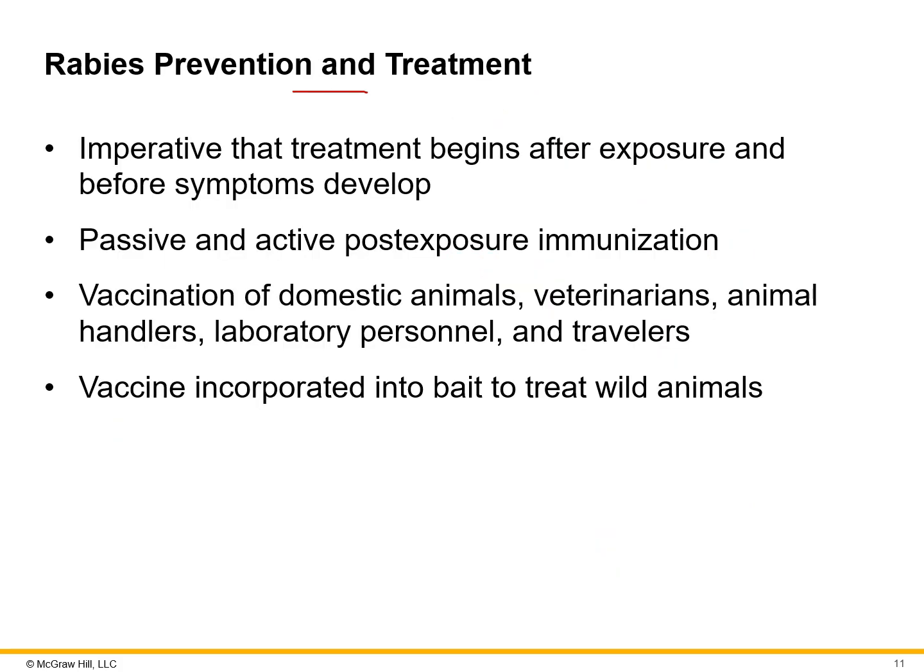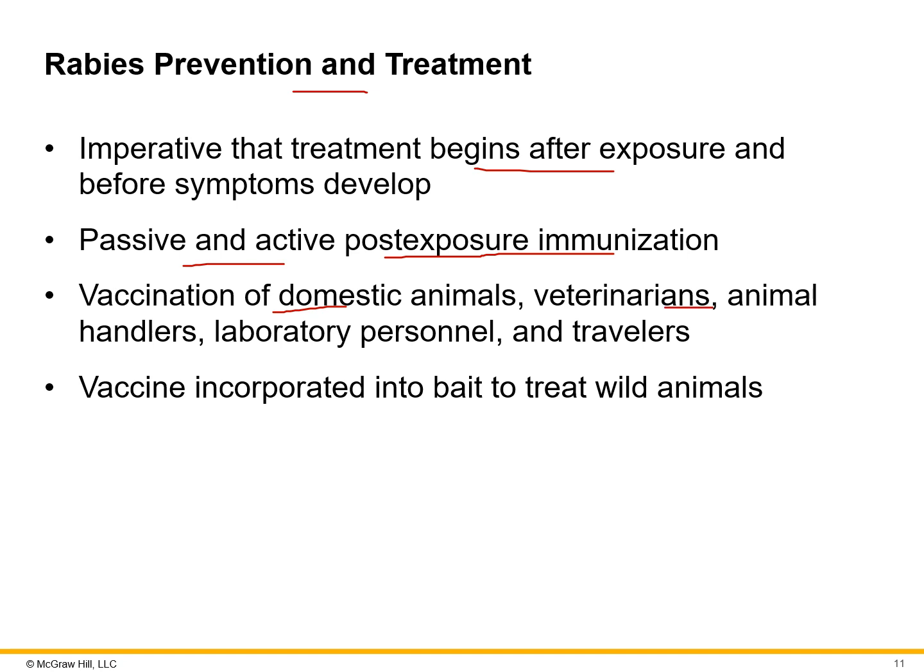So prevention and treatment: it's imperative that treatment begins after exposure. The nice thing about rabies is that it has a very long incubation, so it's actually possible to immunize after exposure. So typically people are not immunized to prevent it unless they have been exposed to it through a bite or something. And then either passive or active immunization is available. But again, because of that huge incubation time, while it does lead to a fatal infection, immunization can be administered after exposure.